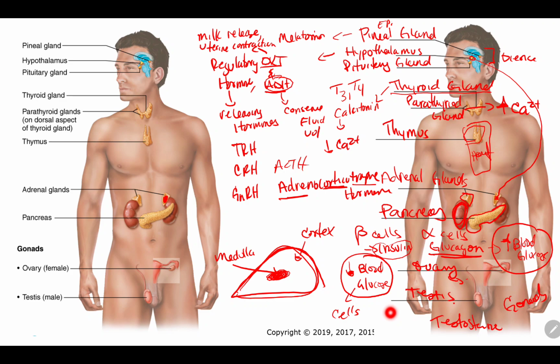Ovaries are going to produce estrogen and progesterone, which help with follicle stimulation, growth, and maturation, while testosterone is going to aid in sperm production. So remember these different hormones that are going to be produced. Remember these different glands, and also remember the hormones that they're going to produce.